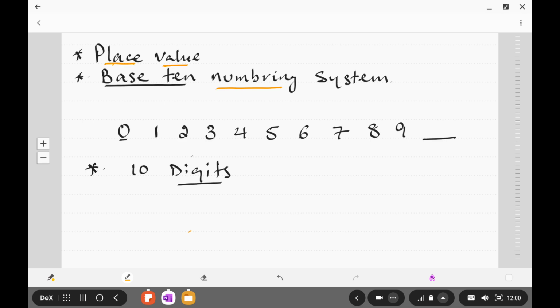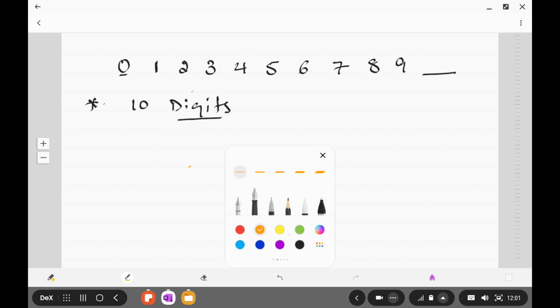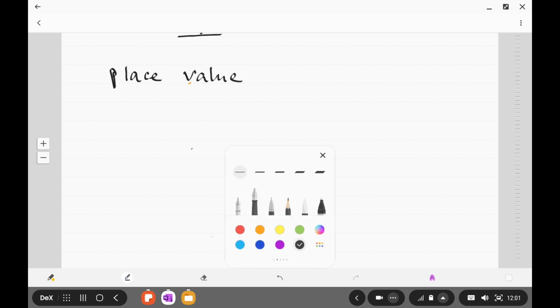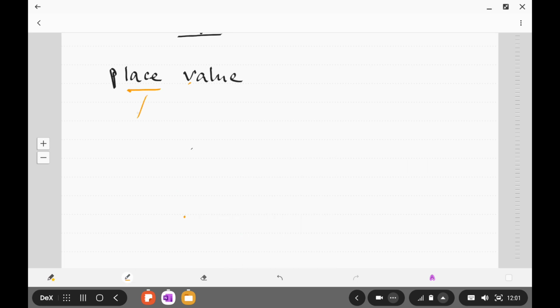So the next thing is, let's look at place value, because now we know there are 10 digits. Place value is very interesting because it has two words: place and value. If you think about place value, the word place refers to location. And value could represent rank or how much. Does it make sense, Josie?